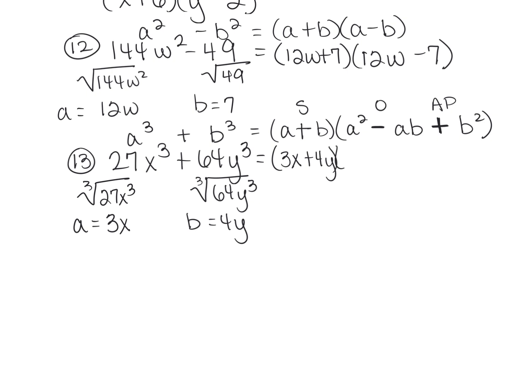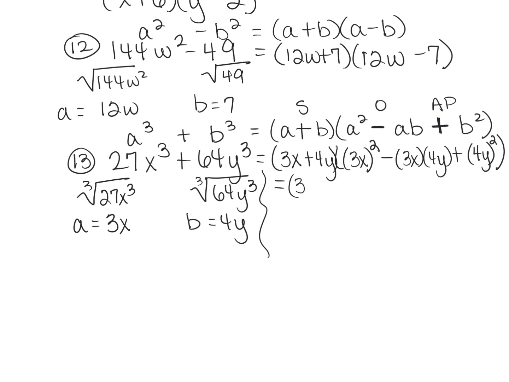The next one says a squared. So my a is 3x, and I have to square that. And then I have a negative. I'm going to multiply 3x times 4y. And then last but not least, we have the b value, which is 4y. I have to square that. So my final answer here is going to be 3x plus 4y. If I take 3x times 3x, that's going to give me 9x squared. Negative. All right, 4 times 3 is 12, and then I have an x and a y. And lastly, 4y times 4y will give me 16y squared.